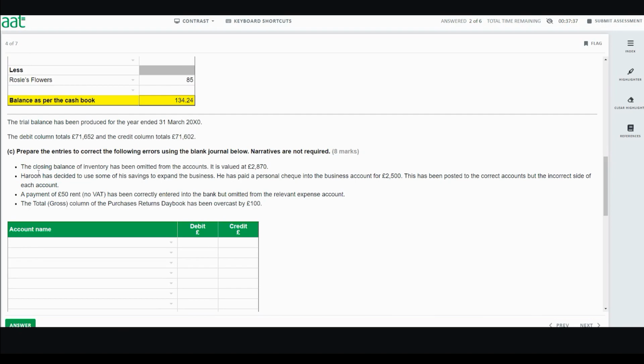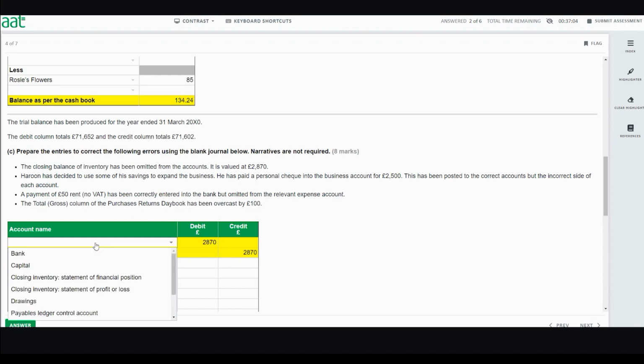Prepare the entries. So the closing balance of inventory has been omitted in the accounts. Its value is 2,870. So if it means it's been omitted, we've not entered it in at all. Okay, your closing balance of inventory, remember you've always got a debit and a credit. Okay, so you've got 2870 and you've got 2870.